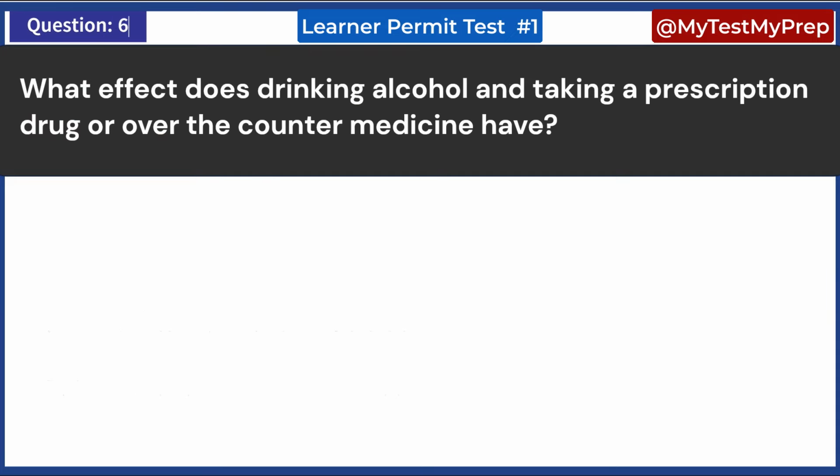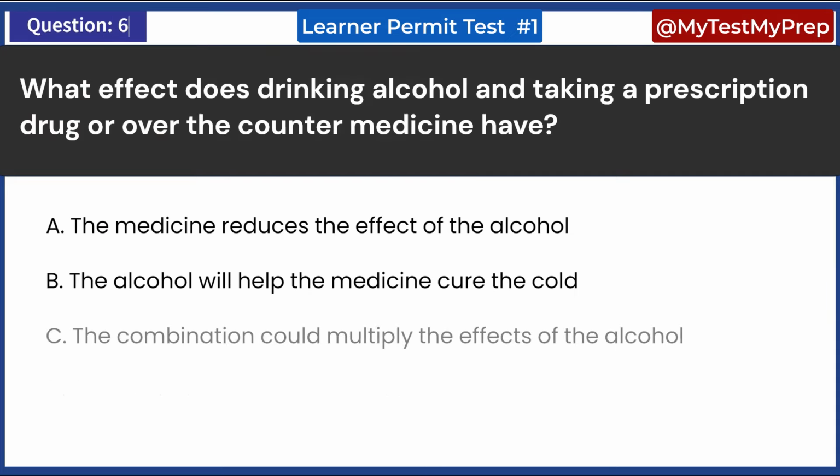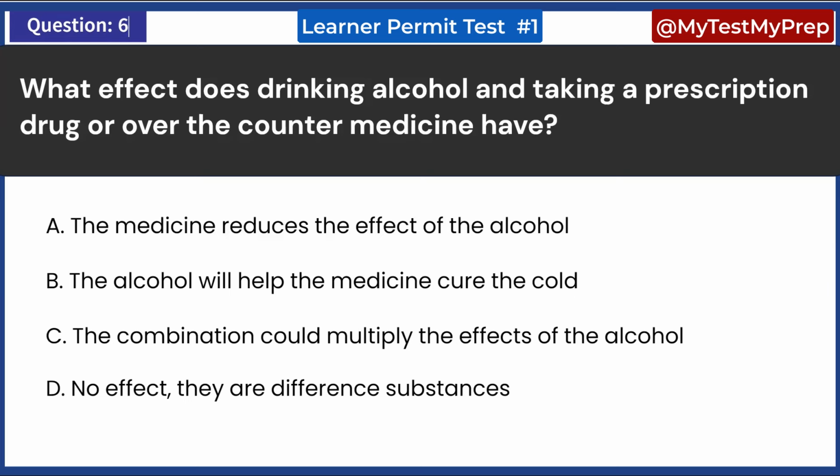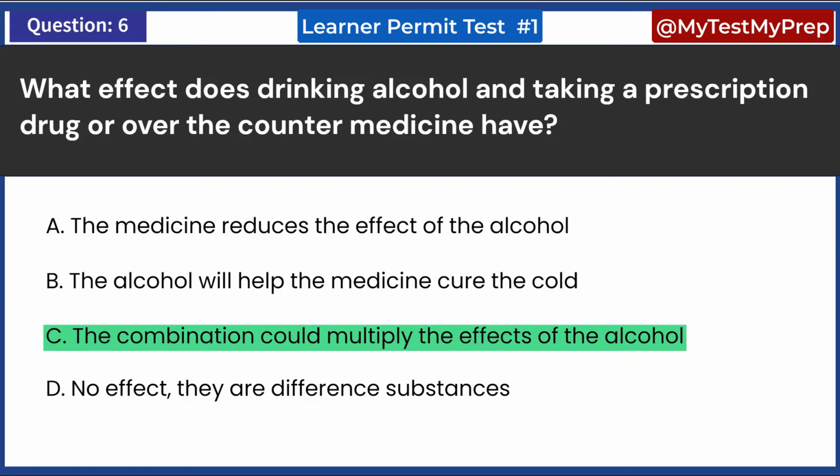What effect does drinking alcohol and taking a prescription drug or over-the-counter medicine have? A. The medicine reduces the effect of the alcohol. B. The alcohol will help the medicine cure the cold. C. The combination could multiply the effects of the alcohol. D. No effect, they are different substances. Answer: C. The combination could multiply the effects of the alcohol.